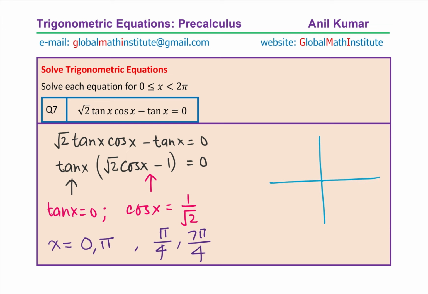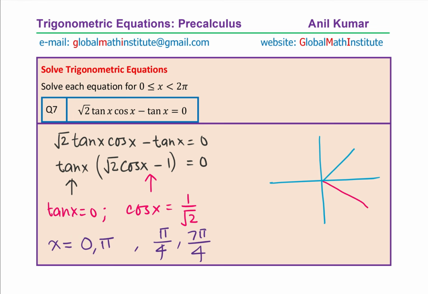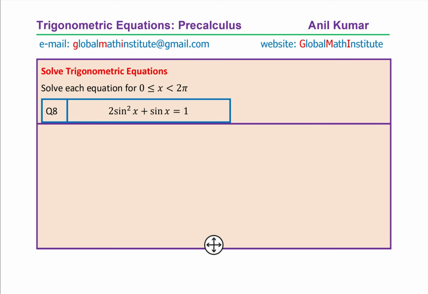So let's review once again and see where the solutions lie. So on the coordinate plane, we have pi by 4 and 7 pi by 4, which is quadrant 1 and 4. And then we have the points at 0 and pi for tan 0. Let's move on to the next question. 2 sine square x plus sine x equals 1. Now this is a quadratic form of trigonometric equation.